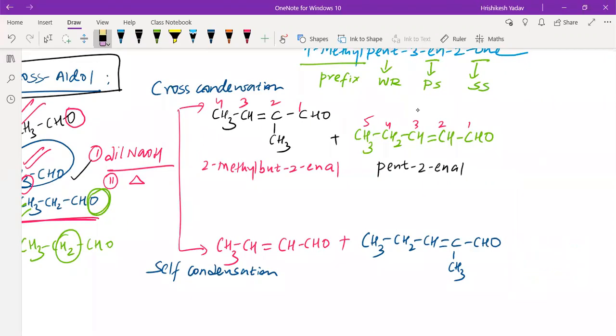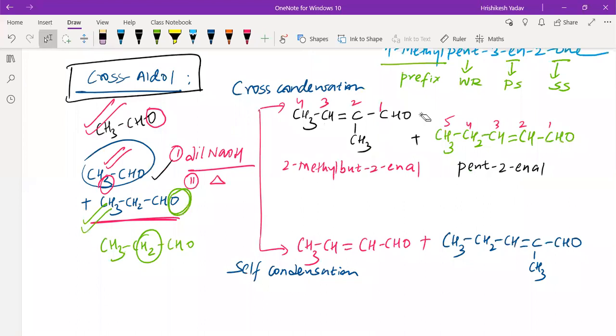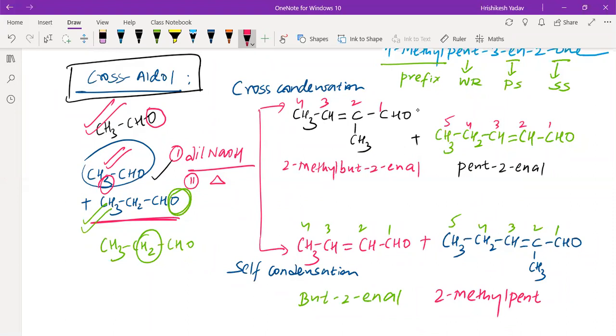It's done. Okay. Now what about the name? So the name here is, it's very simple to write the name. That is 1, 2, 3, 4. That is butenal. And for this, carbon number 1, 2, 3, 4, 5. So on the second carbon we have methyl. So we'll write 2-methyl, and 5 carbons are there. So pent. On the second carbon we have enal.